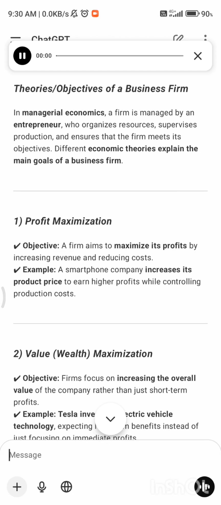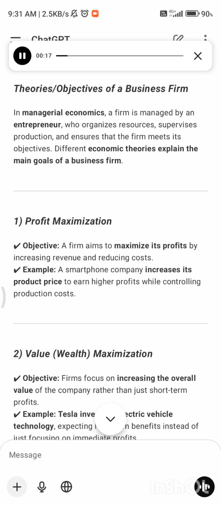The objectives of a business firm. In managerial economics, a firm is managed by an entrepreneur who organizes resources, supervises production, and ensures that the firm meets its objectives. Different economic theories explain the main goals of a business firm.